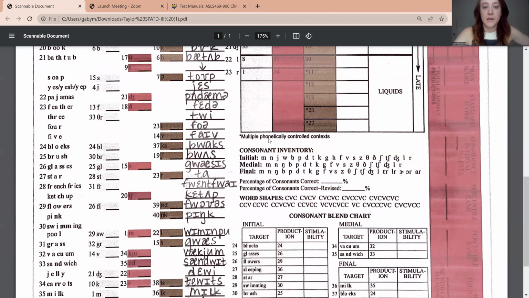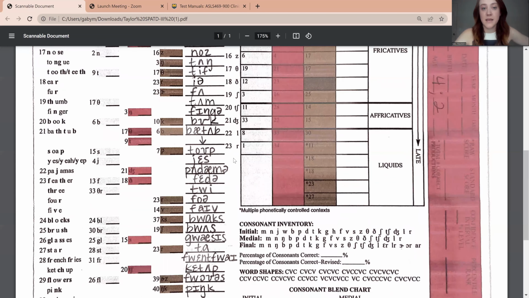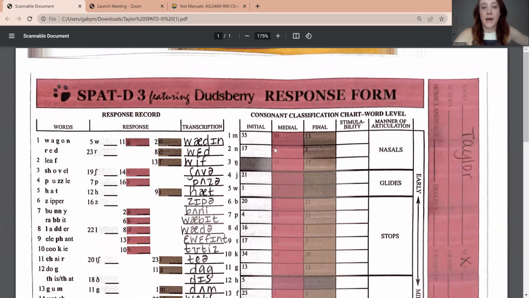Okay, so percent of consonants correct. This is just the amount of consonants that the child got correctly out of the total number of intended consonants. In this case, there are 23 consonants, and you're just going to count up how many had no errors in initial, medial, and final. If there was even one error within that section, the entire phoneme is counted as incorrect. So just remember that.